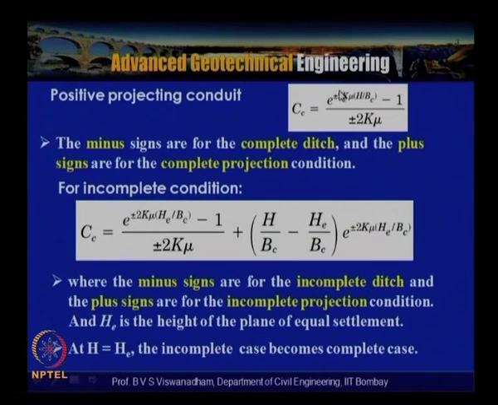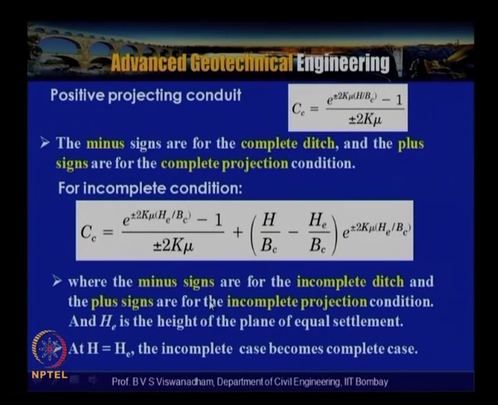For the incomplete condition we have to use this one, where Cc is equal to (e to the power plus or minus 2k mu into He by Bc, minus 1) divided by plus or minus 2k mu, plus (H by Bc minus He by Bc) into e to the power plus or minus 2k mu into He by Bc.